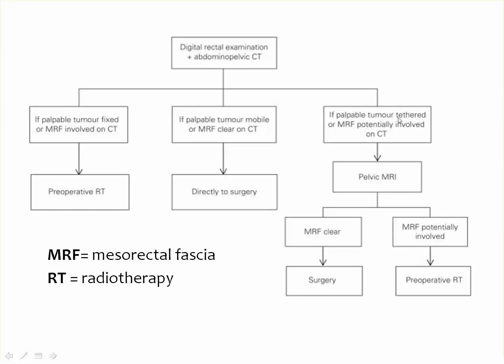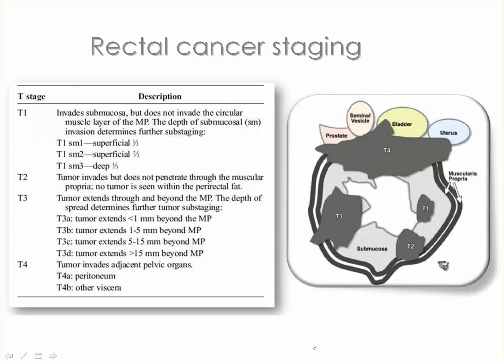If the palpable tumor is tethered, meaning fixed, or the mesorectal fascia is potentially involved, looks to be involved, then you go to MRI. If the mesorectal fascia is clear, go to surgery. If the mesorectal fascia is involved, then go to preoperative chemoradiation. And these are the rectal cancer staging.